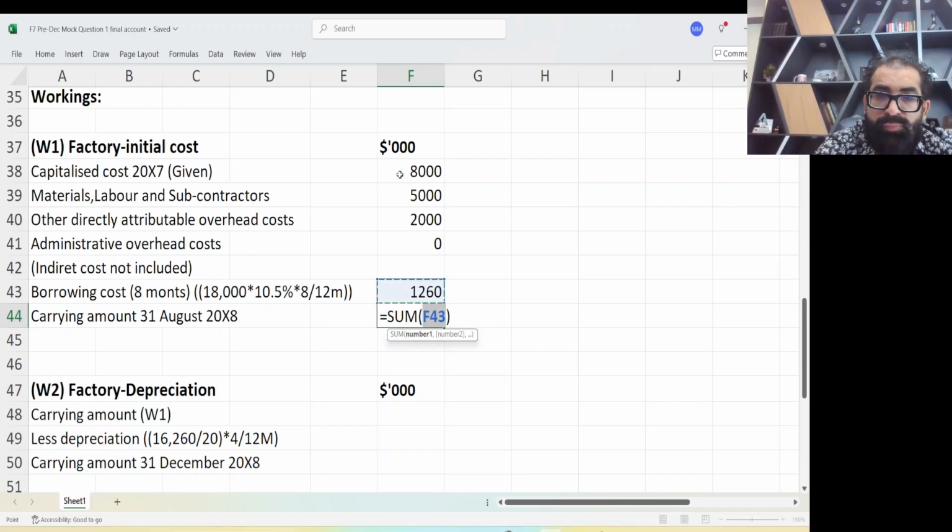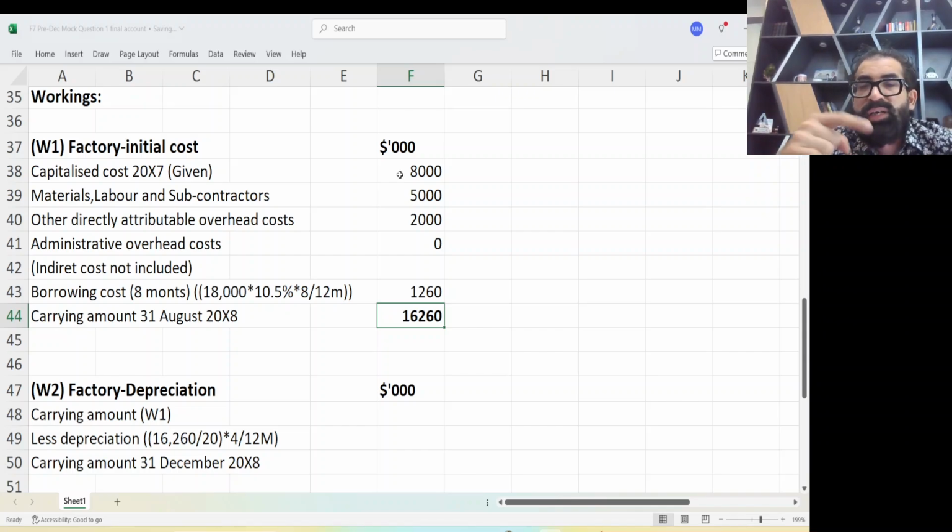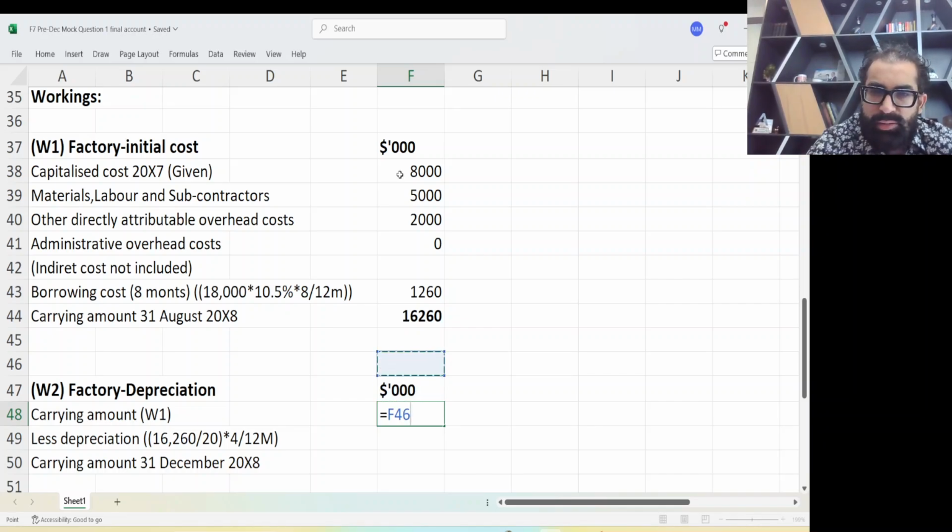So how much is the carrying amount? Remember we calculated this 16260 in the working which we were doing. Now this 16260 should be depreciated for next 4 months. Why? Because the project was completed on 31st August X8 and ready for use. So after 31st August, it's September, October, November and December. So carrying amount is this same.